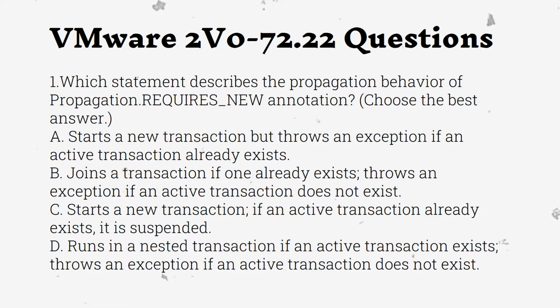C. Starts a new transaction. If an active transaction already exists, it is suspended. D. Runs in a nested transaction if an active transaction exists. Throws an exception if an active transaction does not exist.